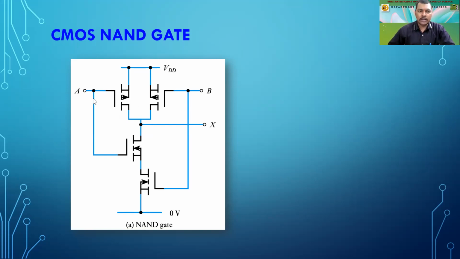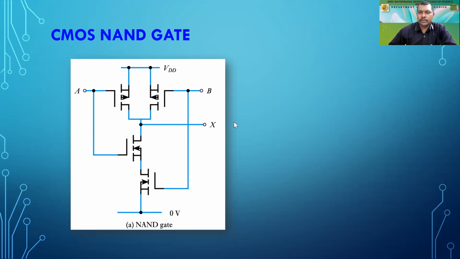Similarly, if one of the inputs is high and one of the inputs is low, then what happens? Again, one of the transistors is going to work on this side, either A or B, and one of the transistors on this side will not work. So there will be no connection between the ground and the output, and the VDD will come across this point either by this transistor or from this transistor.